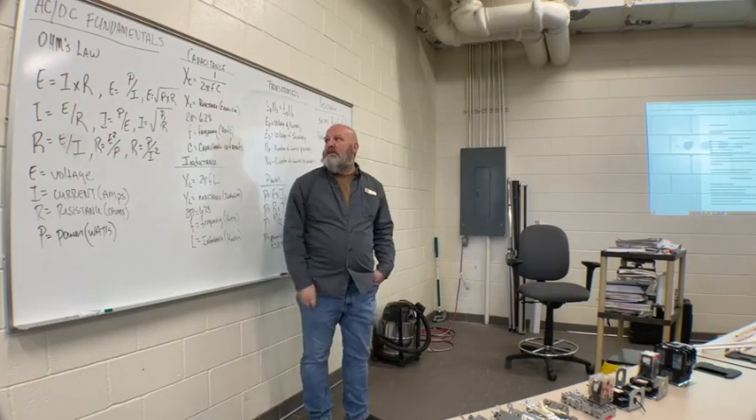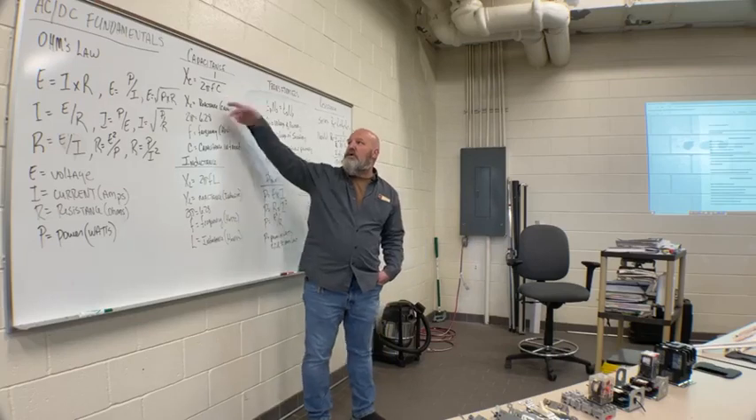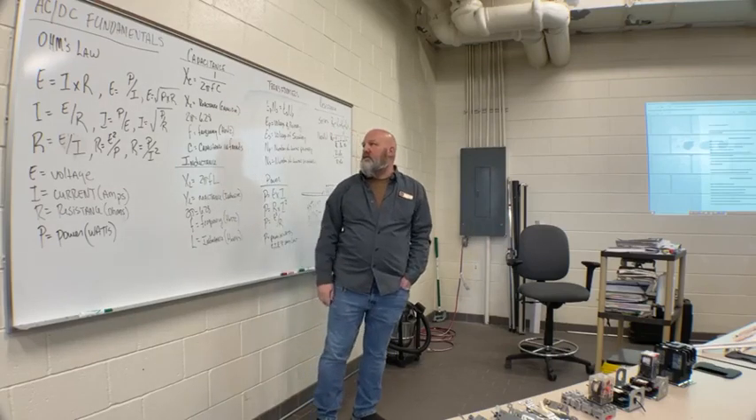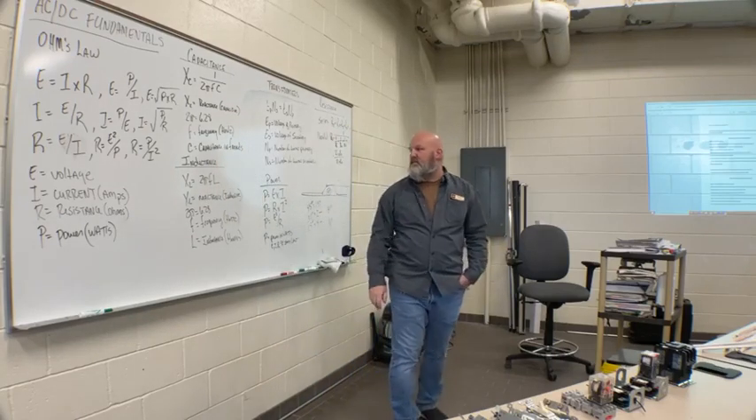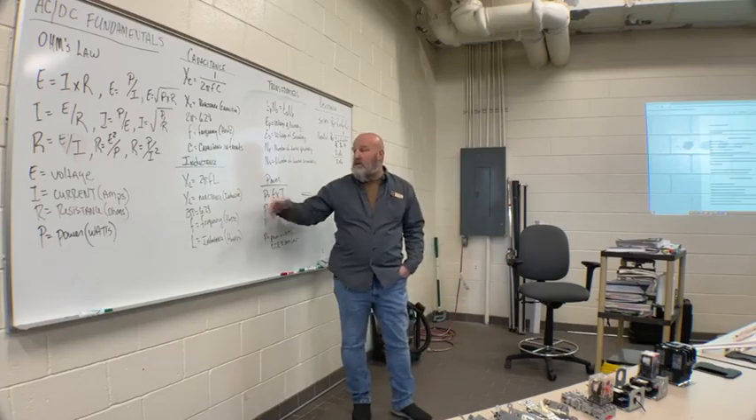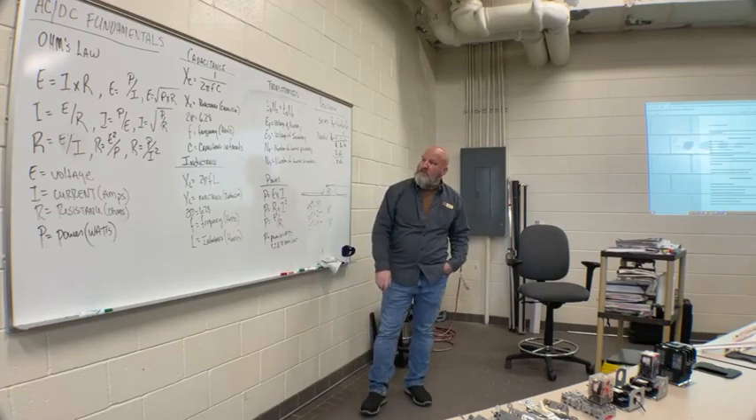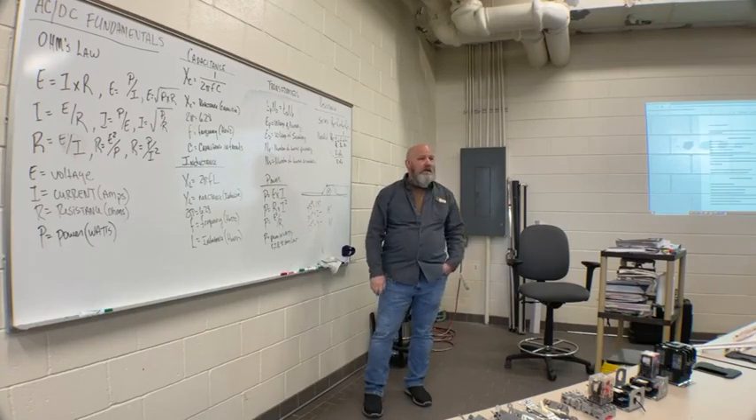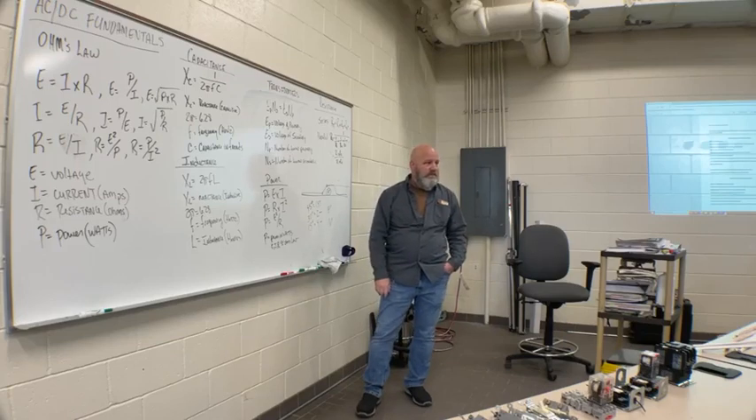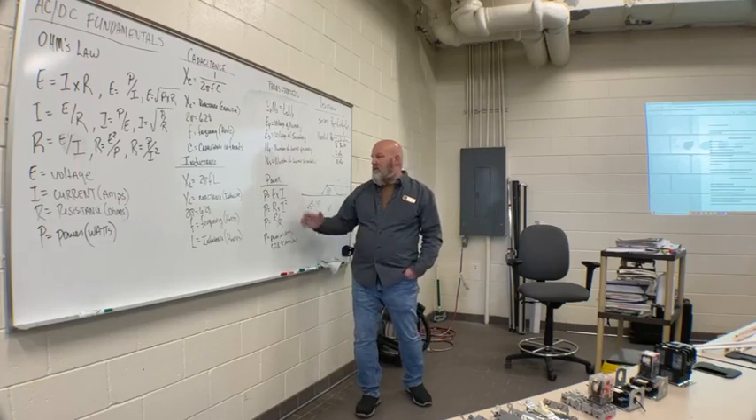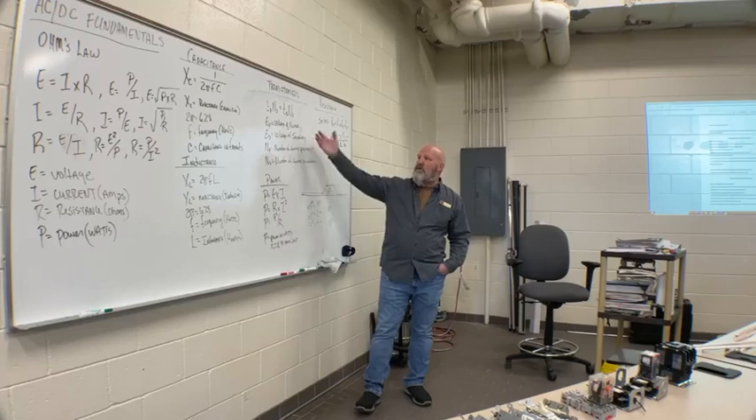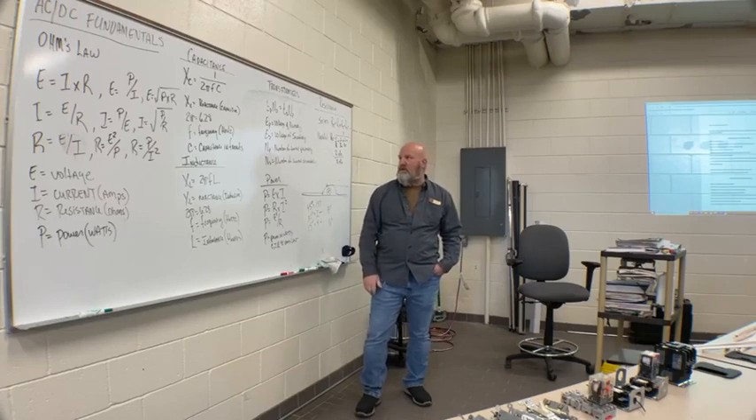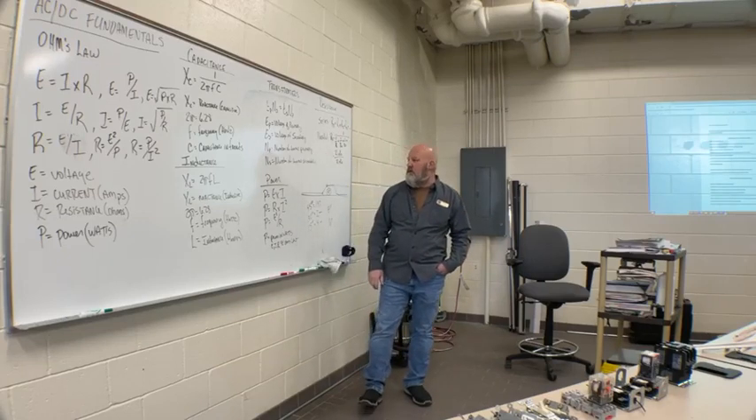Then we go over capacitance and inductance. X of C, which is the reactance in capacitance, is equal to 1 over 2 pi F C, F being the frequency, C being the capacitance in farads. So as you can see, there's math in the electrical field. We go over power, we go over transformers, finding voltage, current, and number of turns of a transformer.